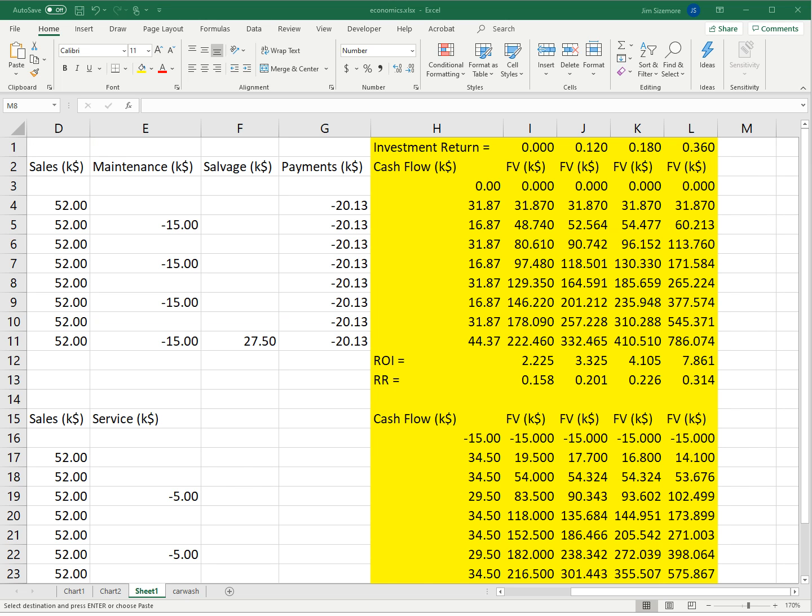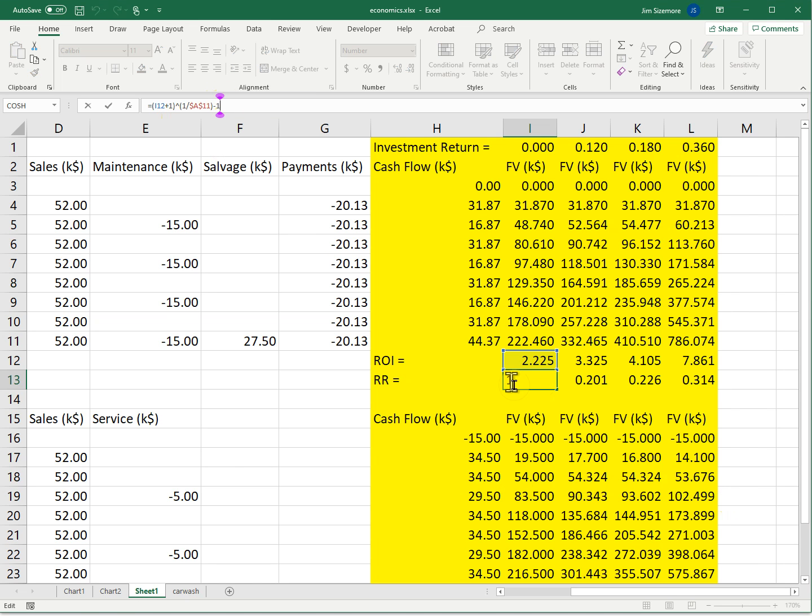On to the car wash problem. I want to return to the previous problem for just a second. I put in the ROI calculations, by the way, and the rate of return calculations in this Excel spreadsheet. There's the formula, ROI and rate of return calculations.